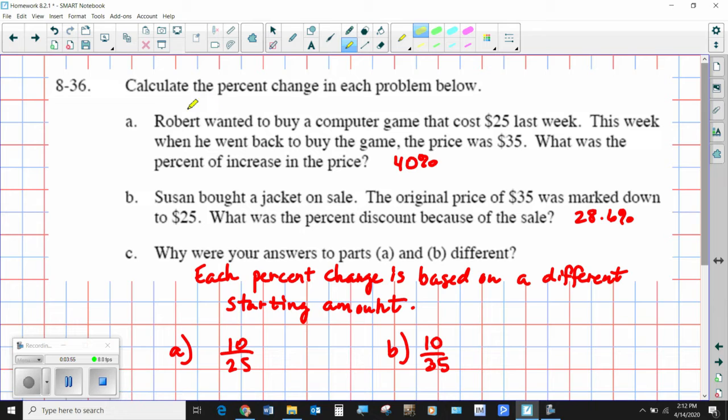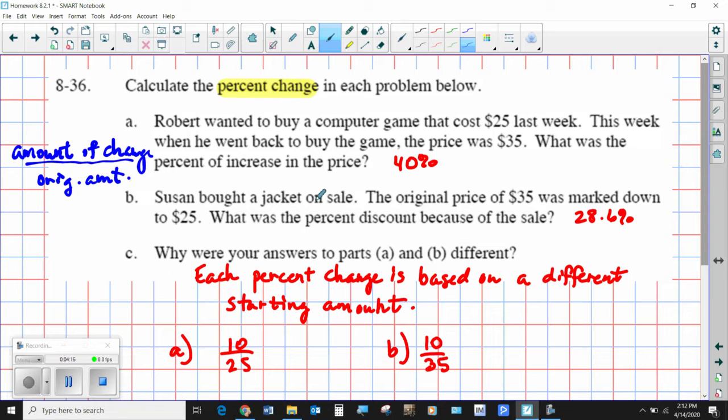All right, now changing things up, calculate the percent change. Now you may recall, to find percent change, we would take the amount of change and write it as a ratio over the original amount.